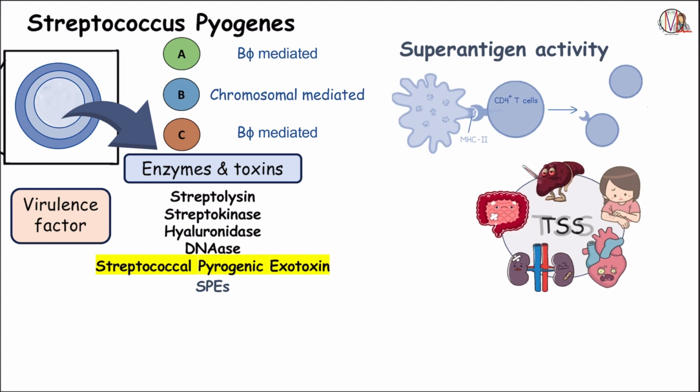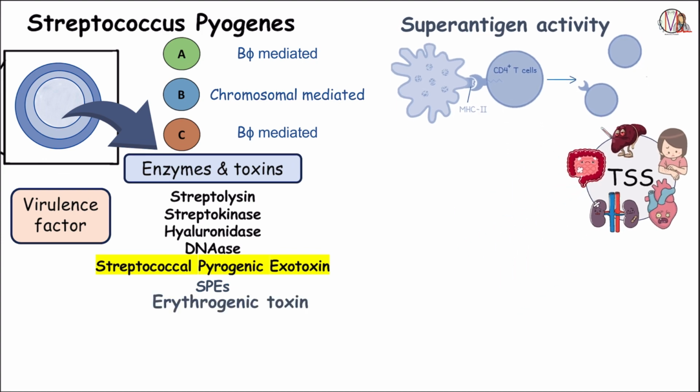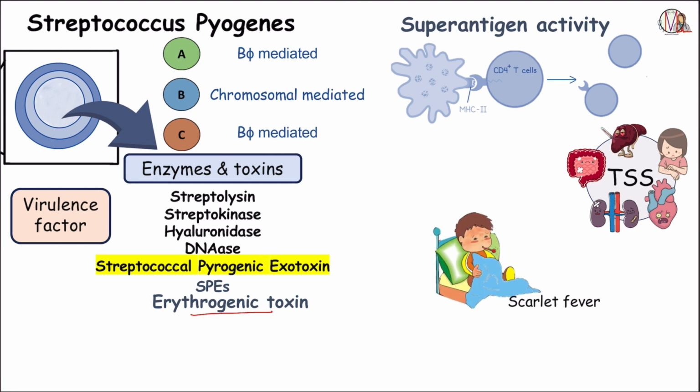Next is erythrogenic toxin activity. Certain SPEs, such as streptococcal pyrogenic exotoxin A, also known as erythrogenic toxin, are responsible for the characteristic rash seen in scarlet fever. This toxin causes the rash by inducing a hypersensitivity reaction in susceptible individuals.